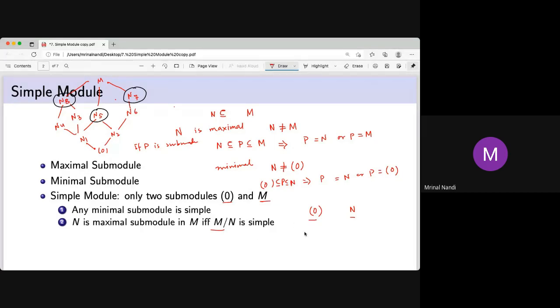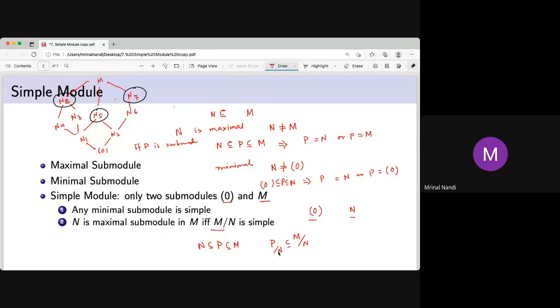Why is this so? We know that in M mod N, if P is a submodule of M which contains N, then P mod N is a submodule of M mod N. But there is no such module between M and N. So P is either M or N. If P equals N, then P mod N is just the null module, the 0 module. And if P is M, then it is just M mod N.